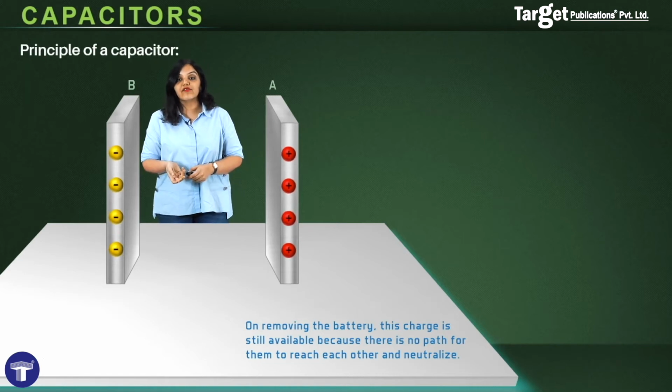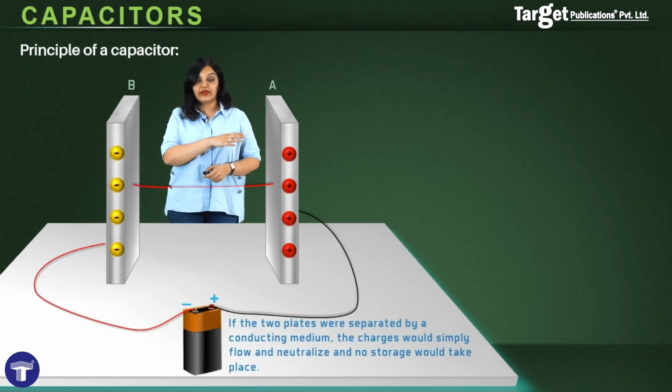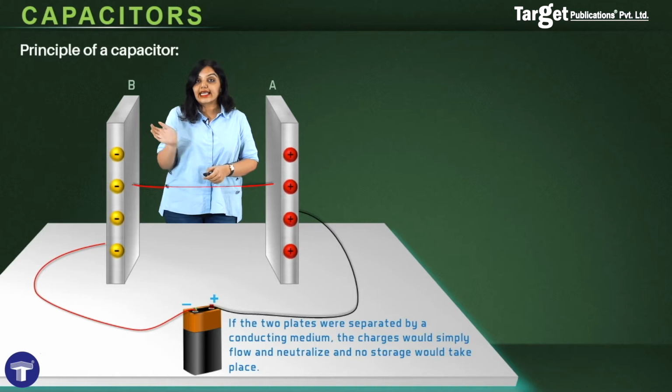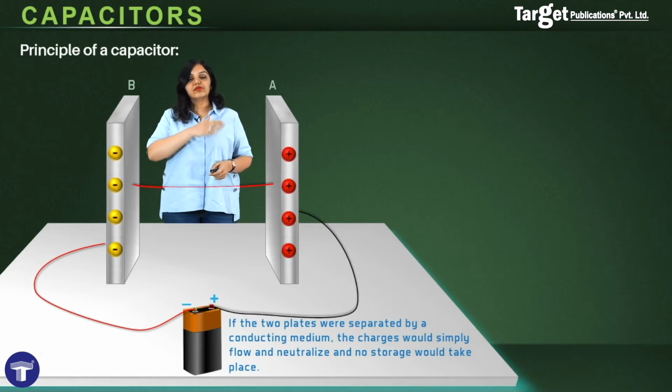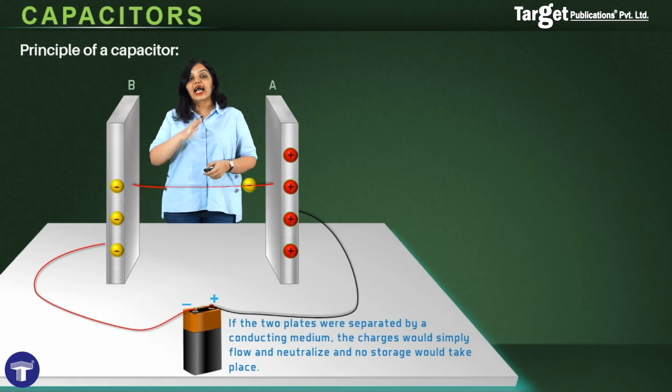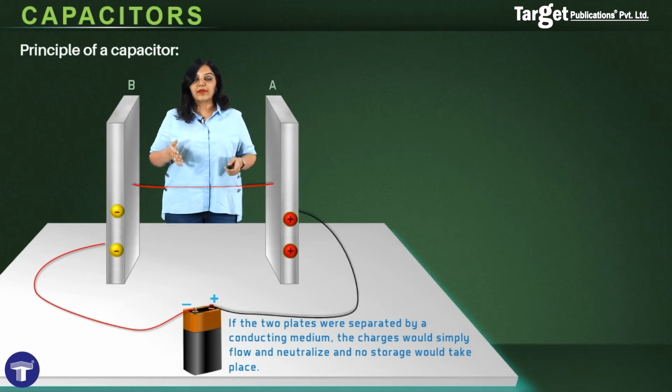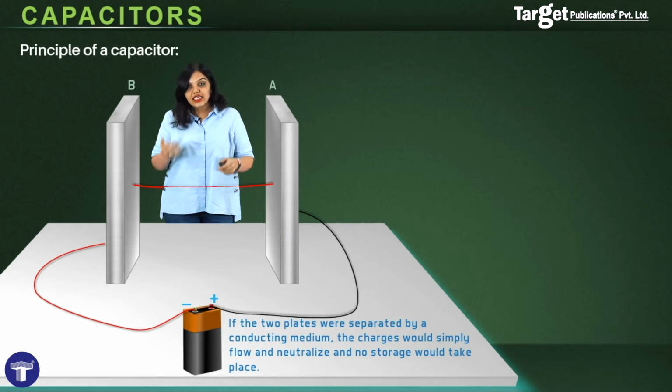Now obviously, if the two plates were not separated by an insulating medium, that is, if I connected them by a conducting path or a conducting medium, the charges from one plate would simply flow to the other plate and neutralize the charge in both places, and the storage of the charge would definitely be lost. And this is how a capacitor actually works.